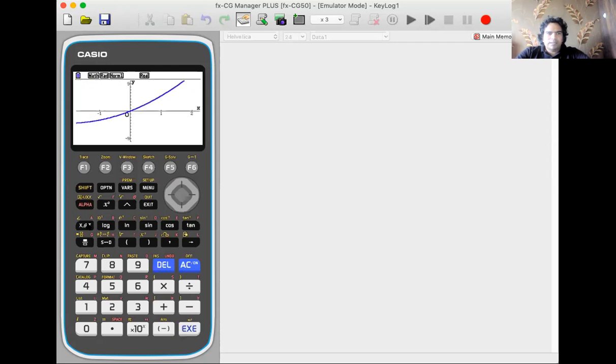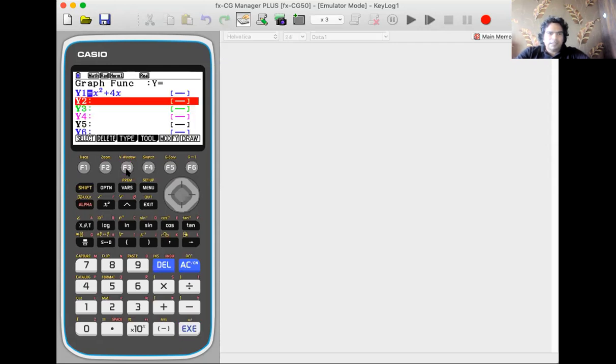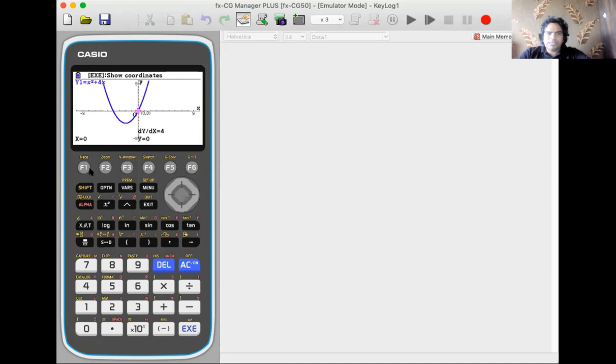Now, if I trace, when I trace, you can see here that there is something called dy by dx appearing. Now, when I trace at, let's say, x equals -1, our answer was 2.